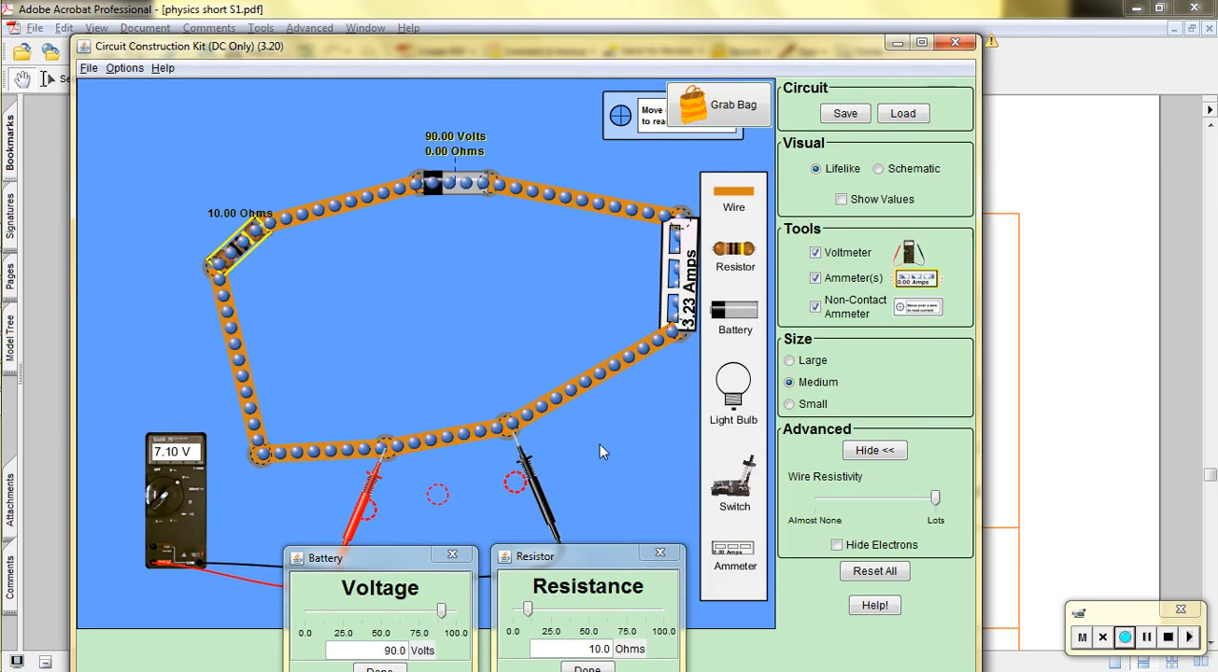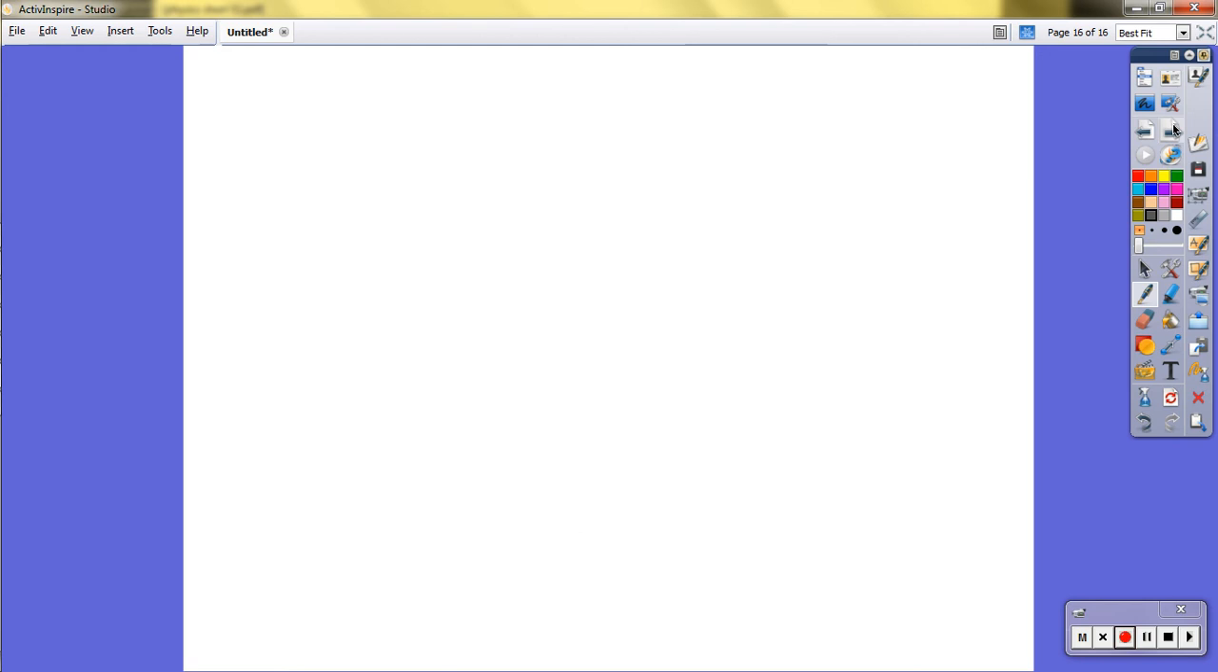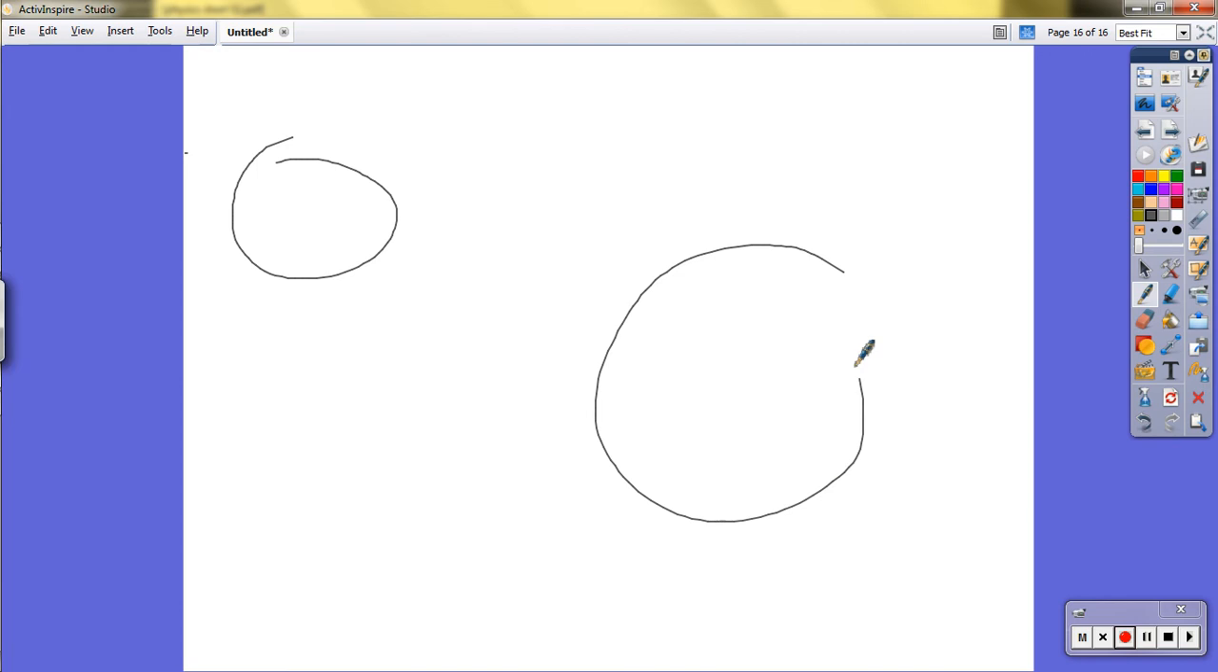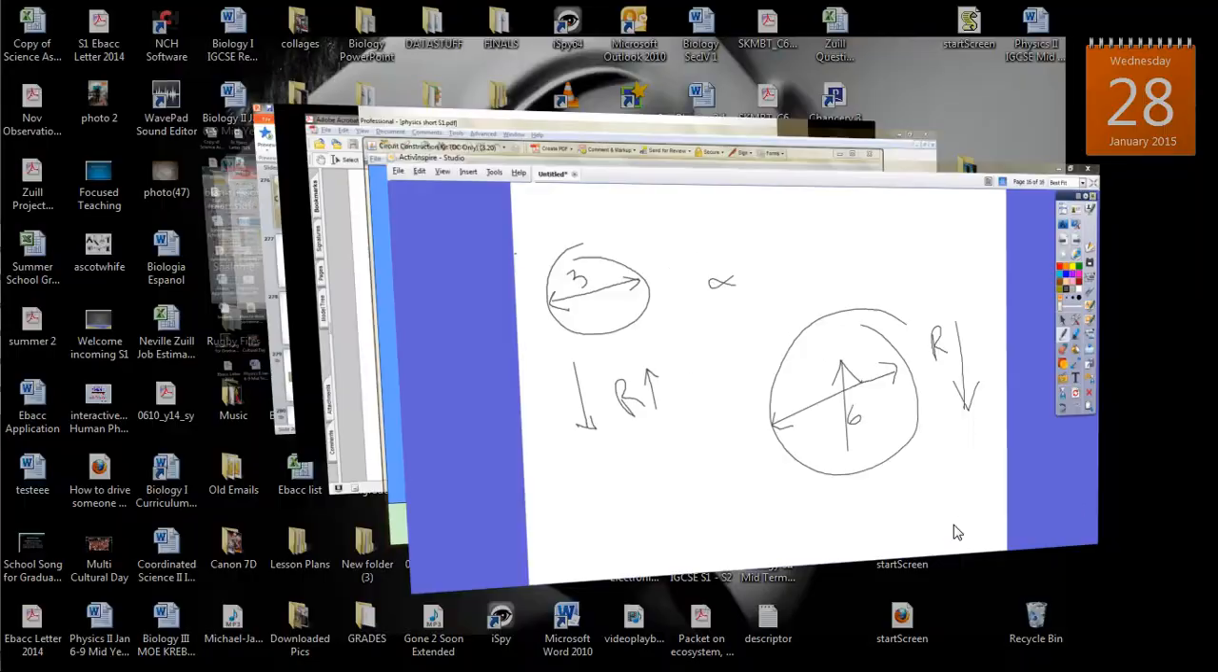I'm going to a slightly different topic now, same topic really: which one of these is going to have the greatest resistance? When my cross-section goes up, my resistance goes down. And when my cross-section goes down, so the space, if I measured that, it'd be 3. If I measure this, it'd be 6. So when my cross-section goes down, my resistance goes up. That's what inversely proportional means. It means backwards.